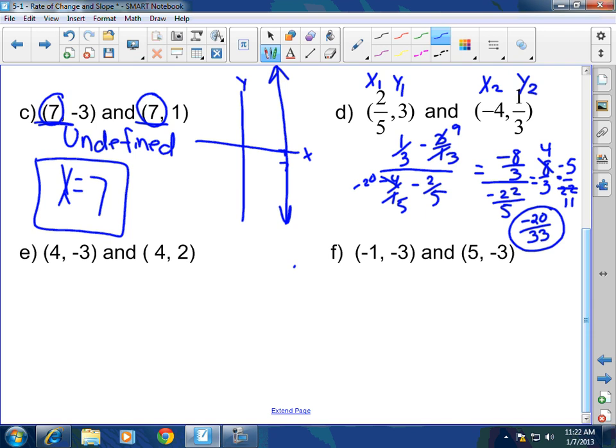Okay, let's see if you guys are paying attention. What's the slope here for E? Slope is undefined. Just for giggles, what's the equation? Haha, very good. Very good. Yes, sir, my brother.